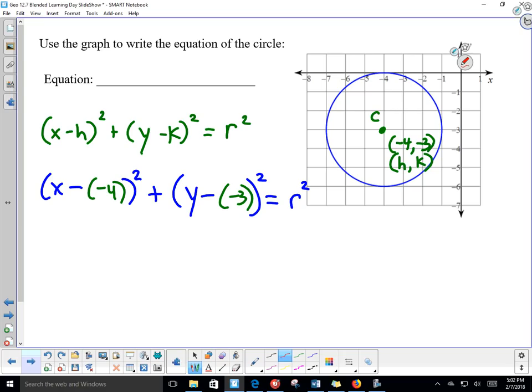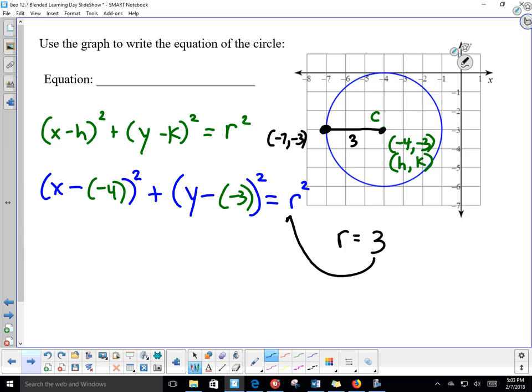We want to go from the center of the circle out to any point on the circle. So one idea is to just go to the left and see that we're actually hitting here at the ordered pair -7, -3. That's this point right here. Well, that was 3 units from -4, -3, so it sure looks like the radius is 3.